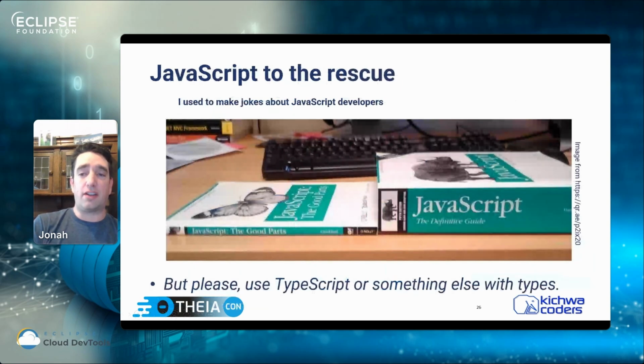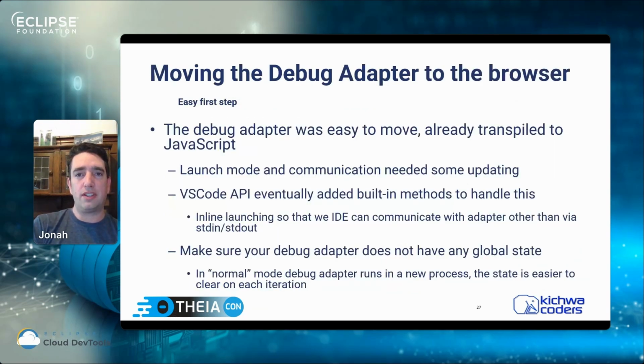And this is where JavaScript comes in to help, right? I used to make jokes about the JavaScript developers, and now I've become one. Although I still highly recommend using TypeScript, or something else with types, so that you can have a certain amount of sanity in static analysis. So to move the debug adapter to the browser, it is that easy first step. In our case, and in many cases, the debug adapter is already written in a JavaScript or JavaScript-compatible language. So in our case, TypeScript, already transpiled to JavaScript.